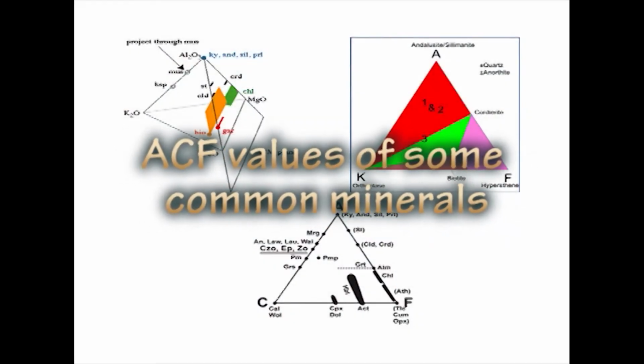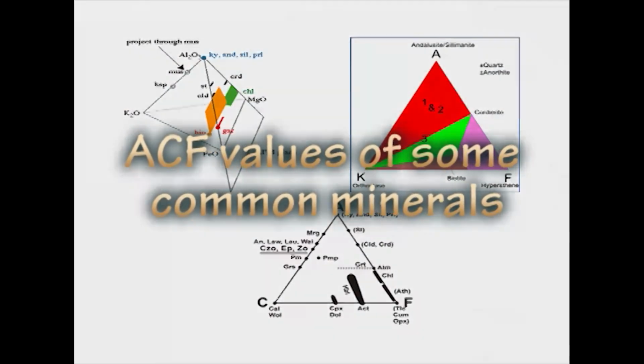This represents a typical ACF compatibility diagram referring to a specific range of P and T, the kinetic zone of Green's phases. Now we take up how to calculate the ACF values of some common minerals.